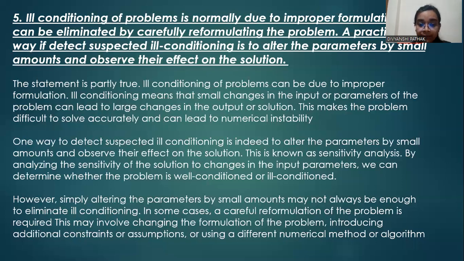So, सिर्फ हमारे पैरामीटर्स की वैल्यू चेंज करना इज नॉट सफिशिएंट. Sometimes we have to reformulate the problem, change the use the different numerical methods also. So this was question number 5. Now let's move toward question number 6.